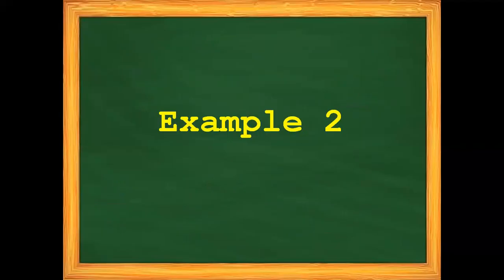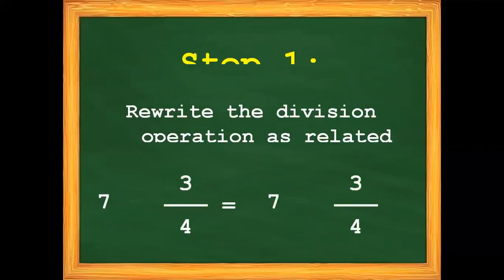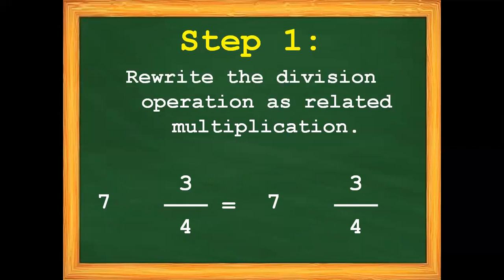Let's have example number 2. So again, step number 1, rewrite the division operation as related to multiplication. So we have 7 divided by 3/4. So the division sign will now become a multiplication sign.